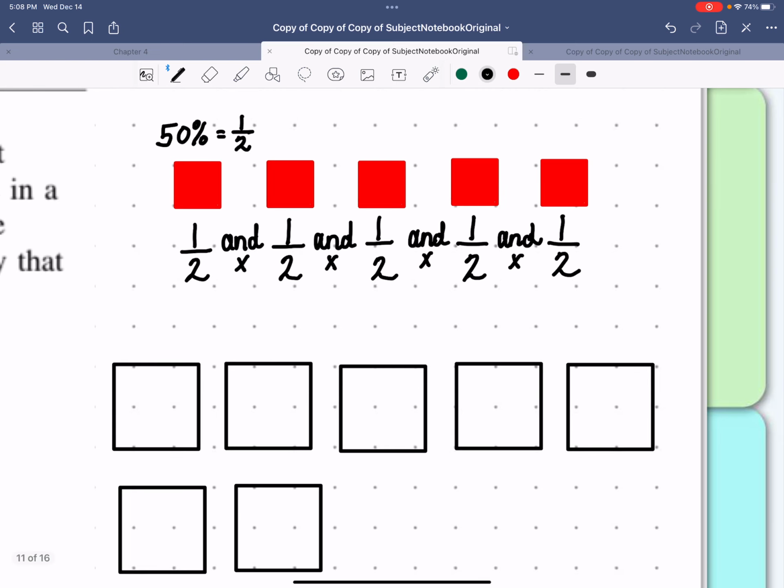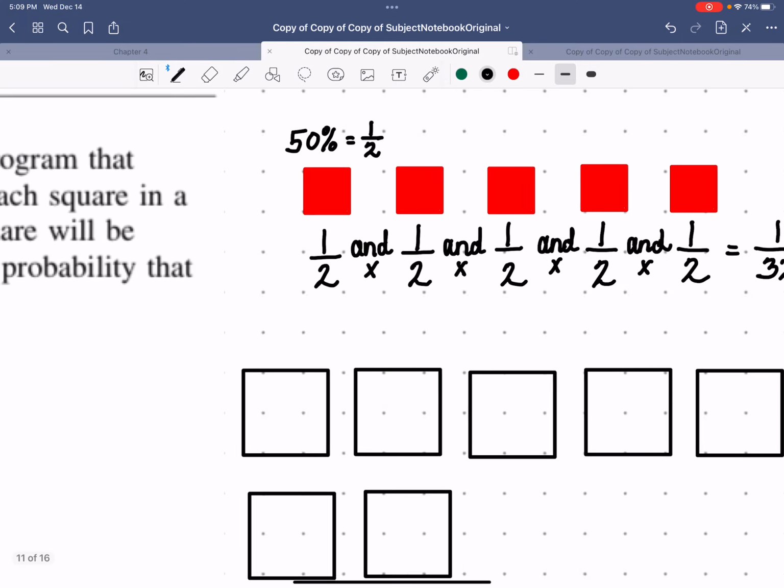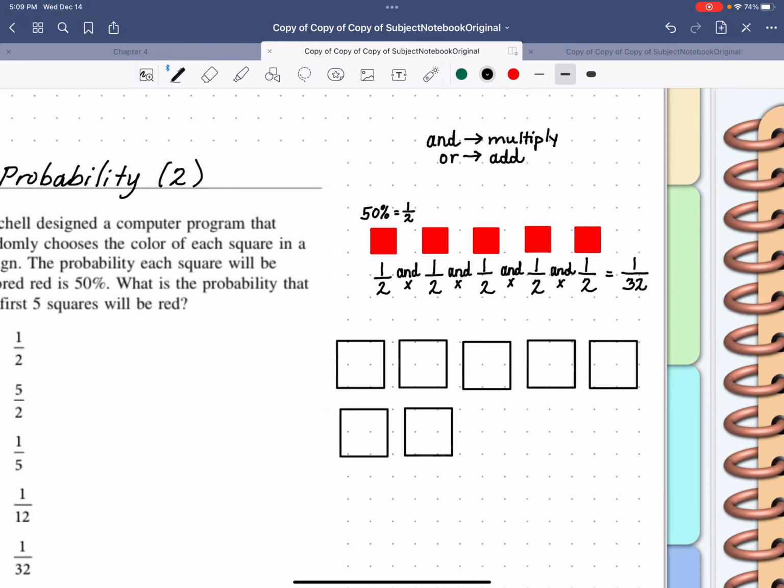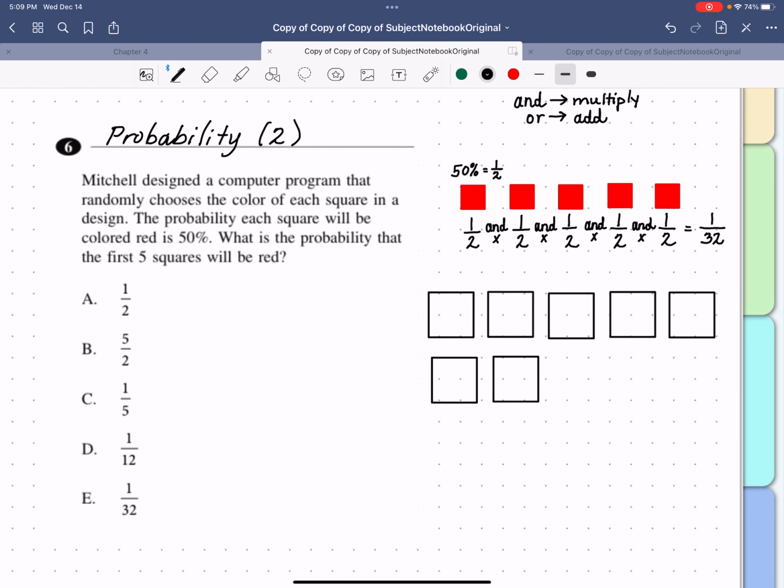Now, you can do it by hand. We know that there would be a 1 on the top. And on the bottom, I would have 2 times 2 is 4. Times 2 is 8. Times 2 is 16. Times 2 is 32. So here's the answer I'm looking for. There is a 1 in 32 probability that this would occur.